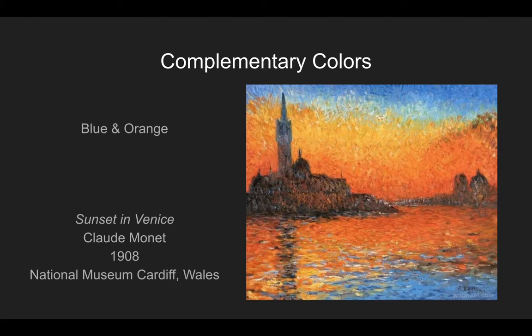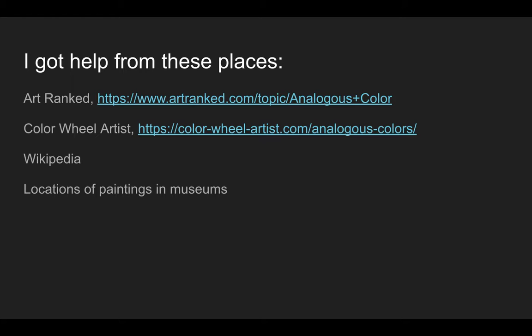So today we've talked about complementary colors and we have talked about analogous colors. And I got help from these places. Art Ranked was that search engine where I showed you the page of different analogous color paintings. And then the color wheel artist had some really interesting things to say about analogous colors and complementary colors. I used some of her thoughts for both of those. I also looked at Wikipedia for some specific details about Monet's painting and Van Gogh.